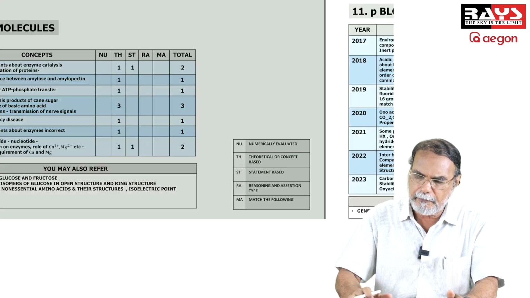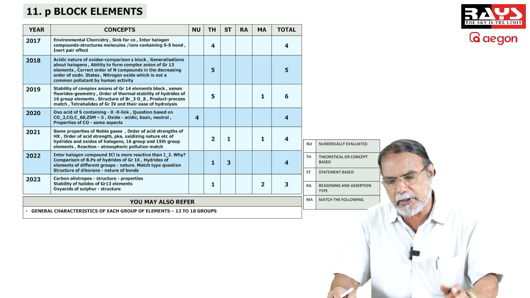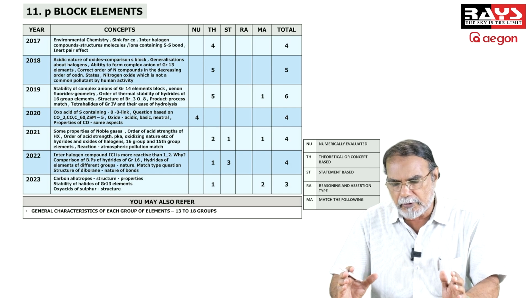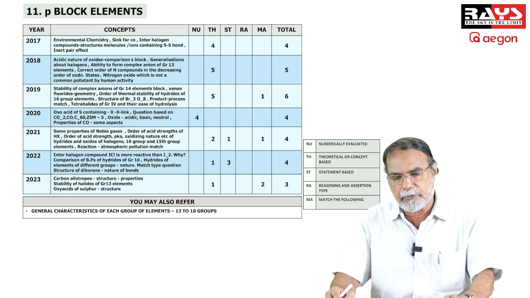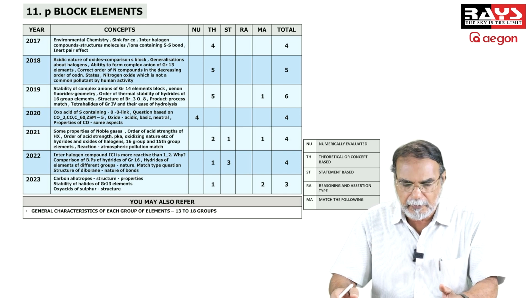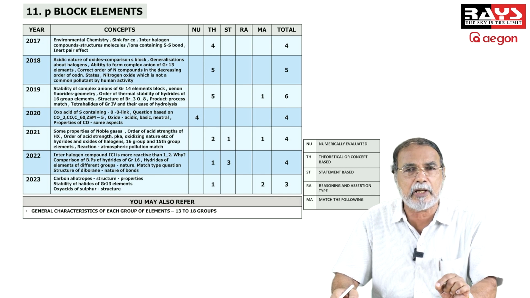Okay? And now the last section in this second year portion is the p block elements, and we find a lot of questions being asked, mainly conceptual questions, and rarely numerical questions. There were some numerical questions also, statement type questions, and match type questions. All sorts of questions were asked from this section, which is very vast. And in 2017, there was a question about the sink for carbon monoxide. Of course, it is an environmental chemistry aspect, but carbon monoxide is a compound of carbon. You must know what the sink of carbon monoxide as a pollutant is.